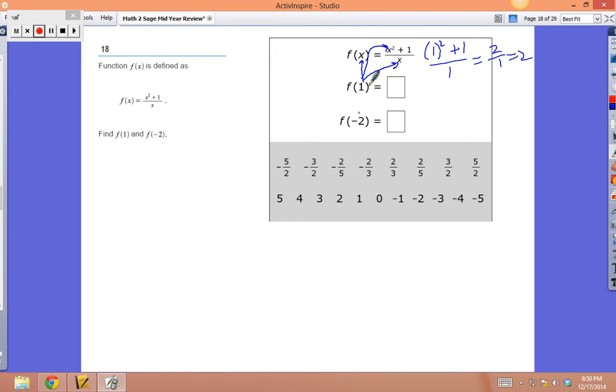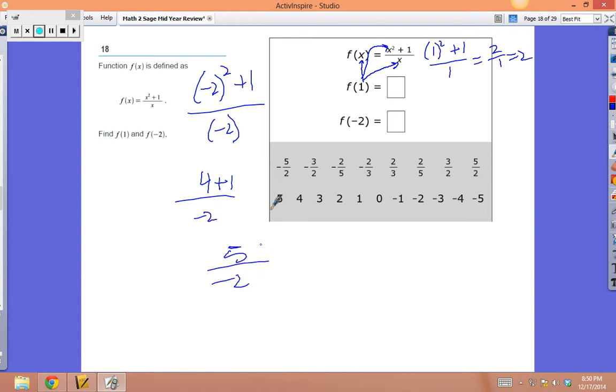But if you plug a negative 2 in place, it's going to be a negative 2 squared plus 1 divided by a negative 2. And a negative 2 squared is a 4 plus 1 over a negative 2, which is a 5 over a negative 2. So 5 over negative 2 goes there, and 2 goes there.